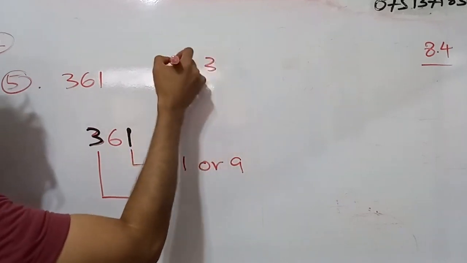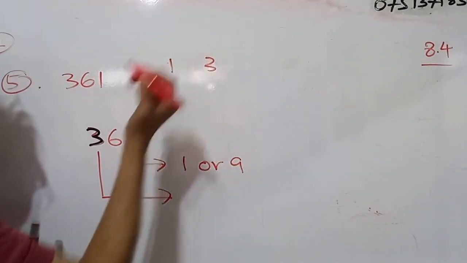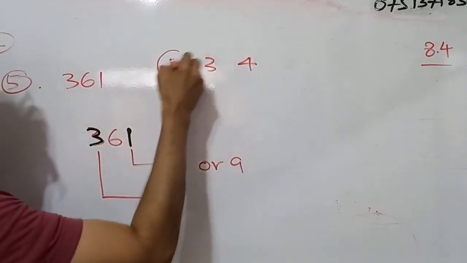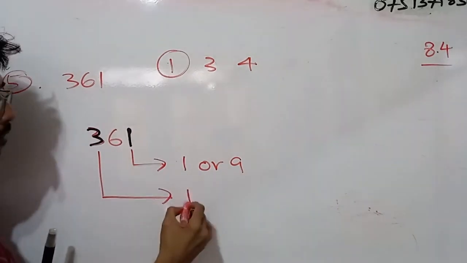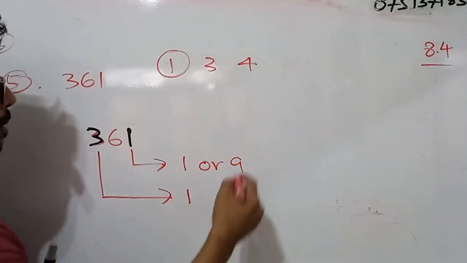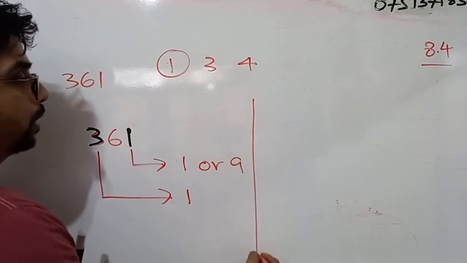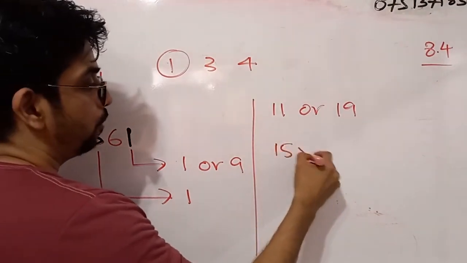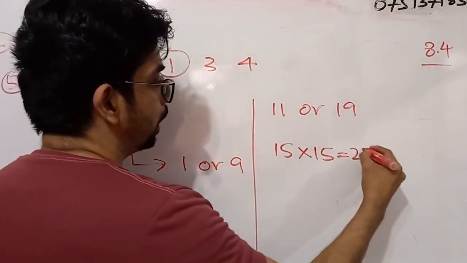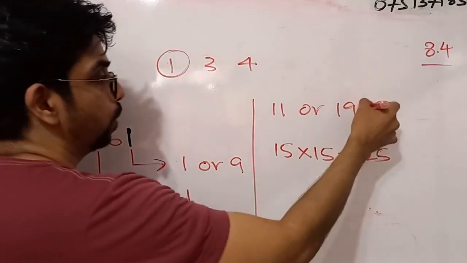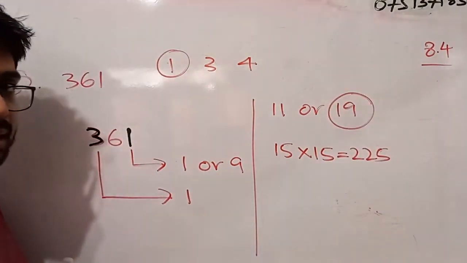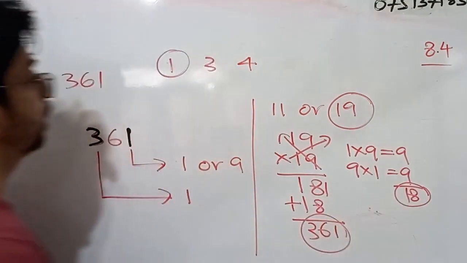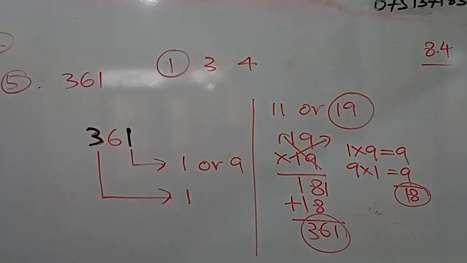So 3 is not a perfect square, right? But it lies between the perfect squares 1 and 4. So we take the square root of 1, which will be 1. So the number can be either 11 or 19. We know if we square 15, we get 225. So 19 can be the answer. So we have to multiply and verify. 361. So 361 is a perfect square.